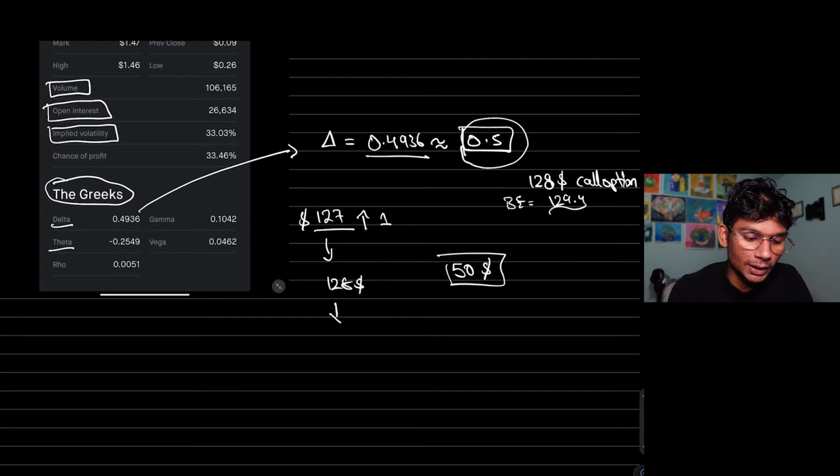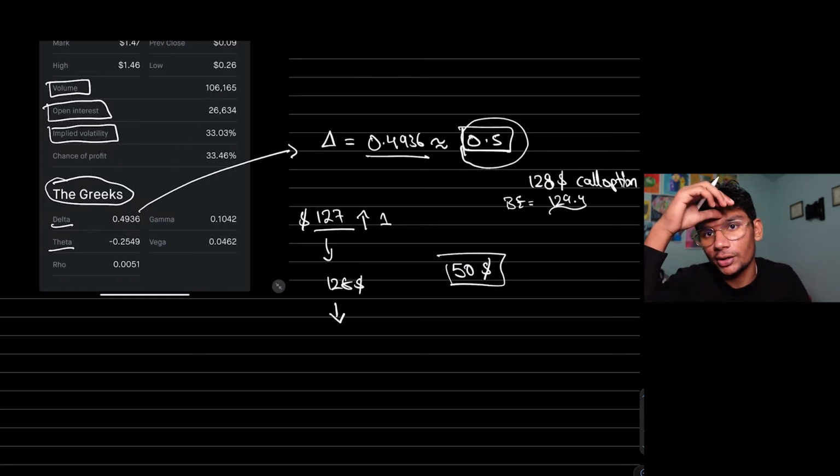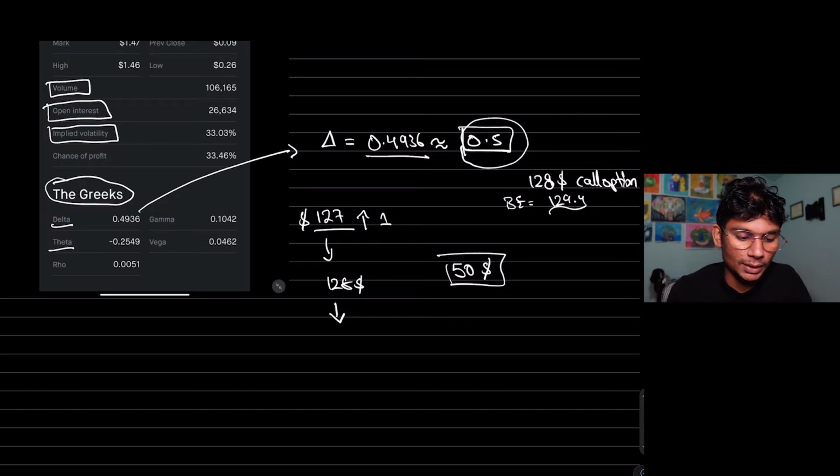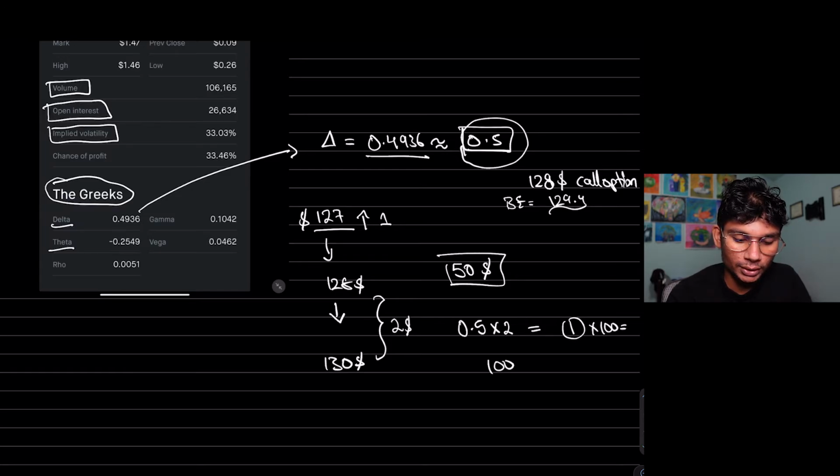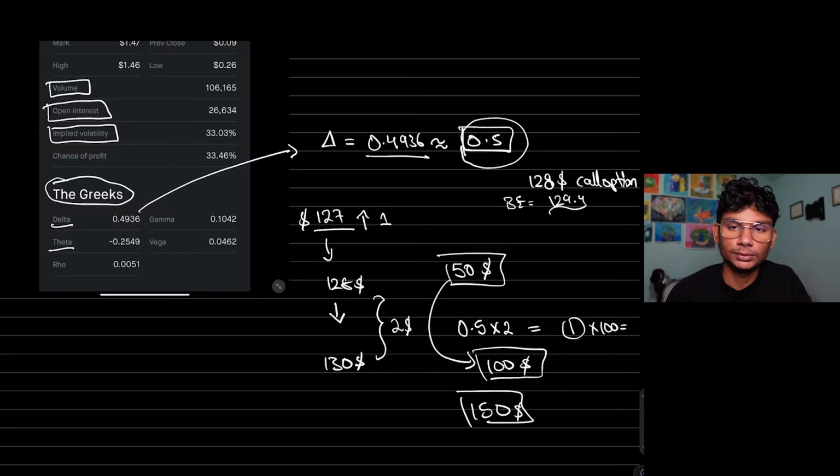Now, same thing. If, let's just say, 24 hours pass, or maybe 3 hours pass, and it's about to close. Now the Apple price is $130. Okay? Now here you see it went up $2, right? The stock price went up $2. So you'll be making 0.5 times 2, which is 1, times 100, which is 100. So you'll be making $100 profit. And if you add this 50 to it, your total profit will be $150. Understood? So that's what the delta means.